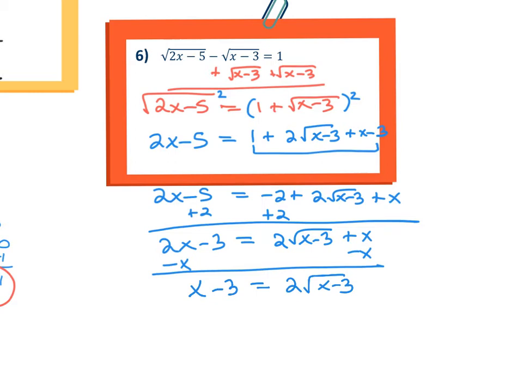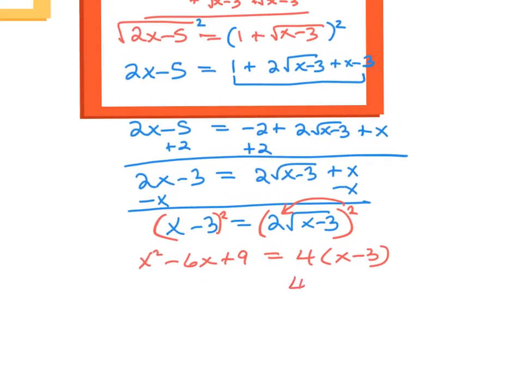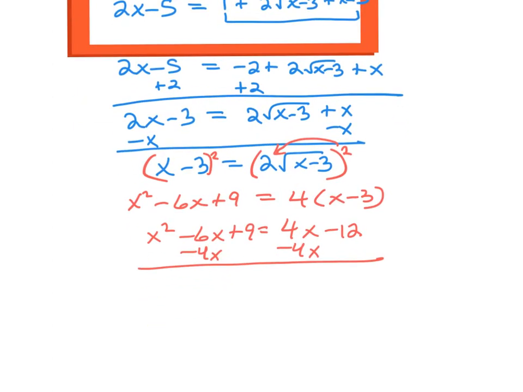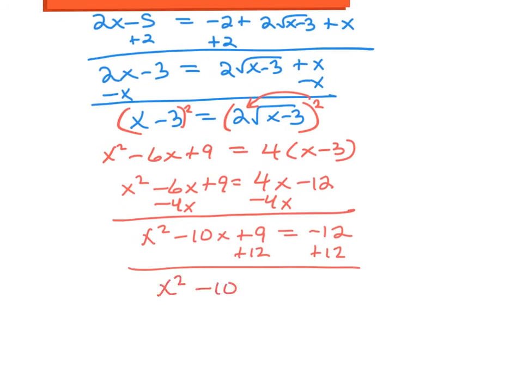And now the radical is isolated. Square both sides. This is going to end up being x squared minus 6x plus 9. Over here, no plus or minus sign, so square the 2, and then the radical disappears. I need to distribute the 4. And now I need to move like terms together. So subtract the 4x. x squared minus 10x plus 9 equals negative 12. I need to move the 12, so I'm going to add it. x squared minus 10x plus 21 equals 0.